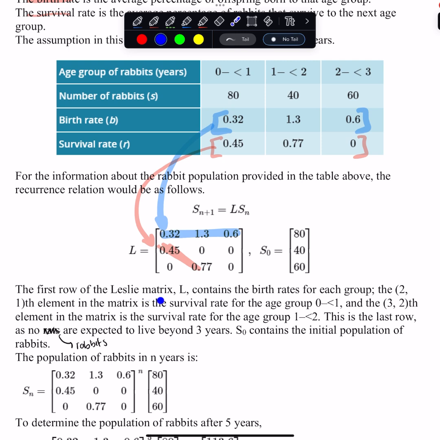The first row of the last image contains the birth rates of each group. So this is the birth rate. If I rewrite this part here, this is 0 to 1, 1 to less than 2, and 2 to less than 3. Okay. And that's basically how we interpret that Leslie matrix.